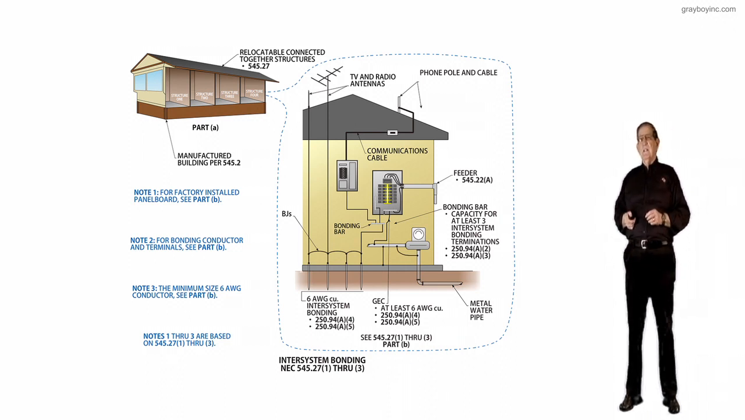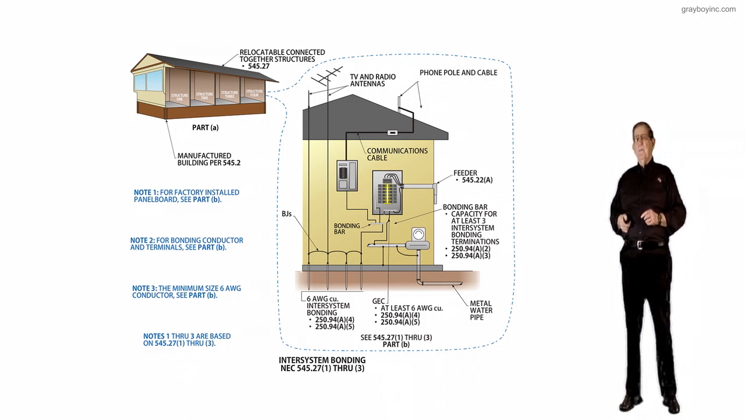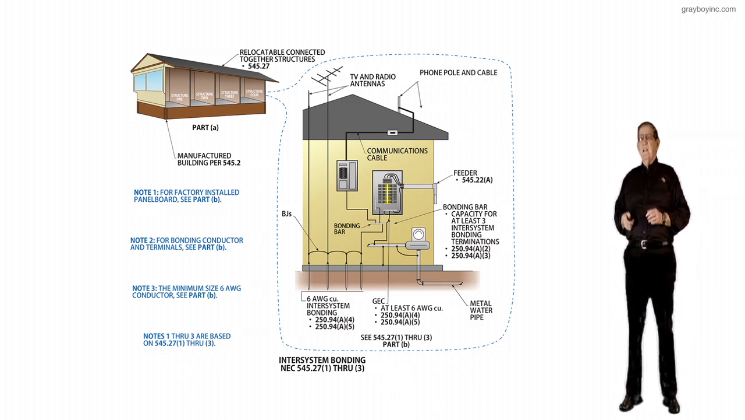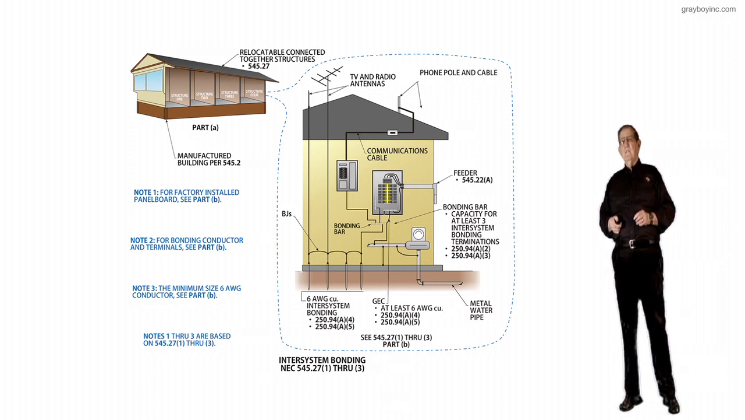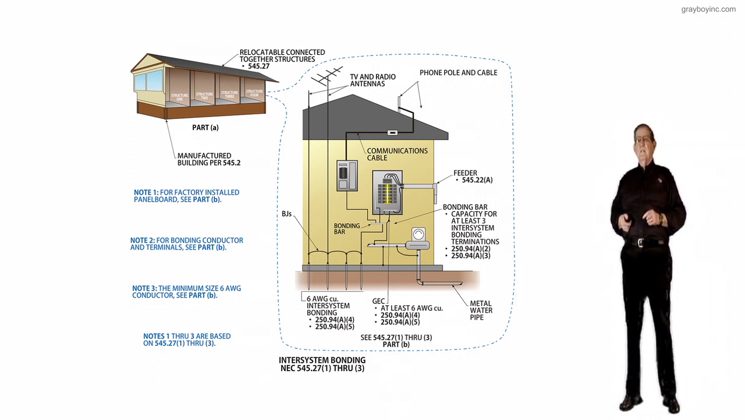So then we make a recommendation that in the call out right below all this information to see 545.27 items 1 through 3 to obtain this information. And again, 250.94 really explains an inter-system bonding system.